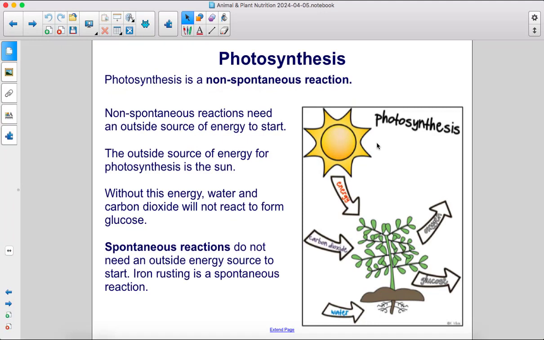Photosynthesis is a non-spontaneous reaction. Non-spontaneous reactions need an outside source of energy to start. The outside source of energy for photosynthesis is the sun. Without this energy, water and carbon dioxide will not react to form glucose. Spontaneous reactions do not need an outside energy source to start. Iron rusting is a spontaneous reaction.